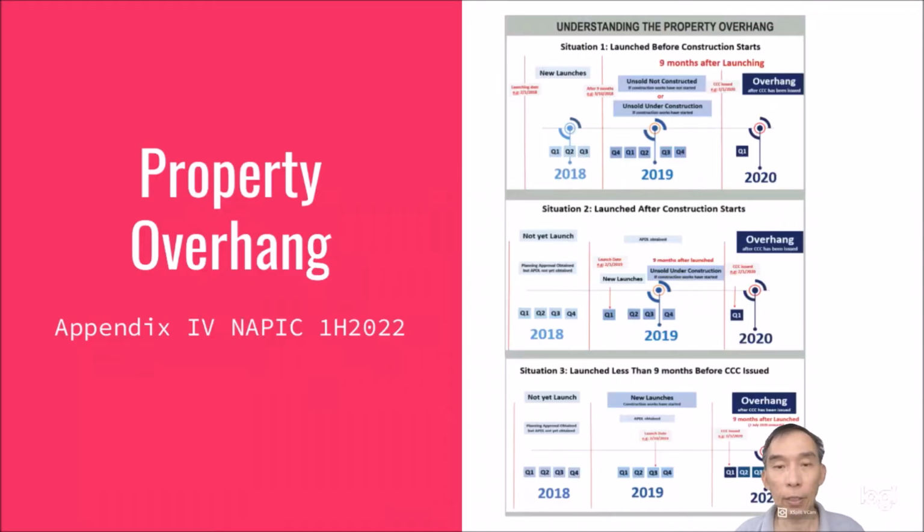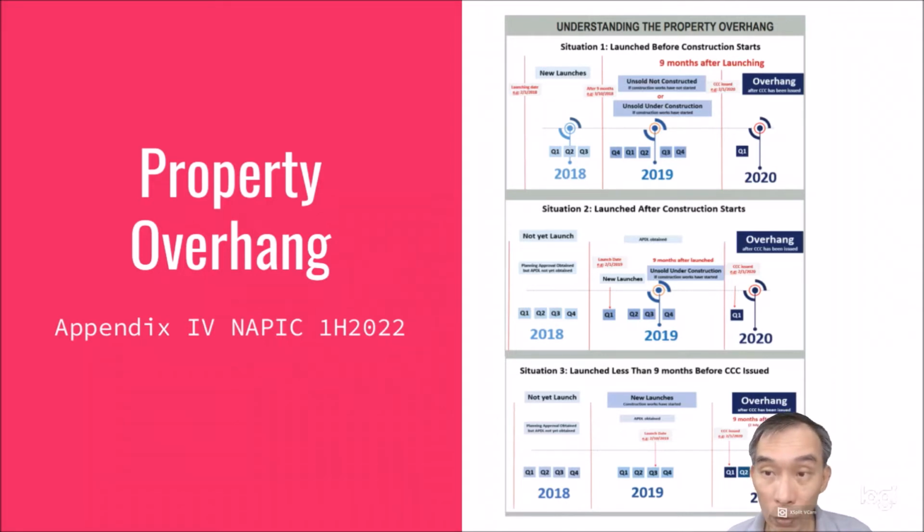Okay, let us continue. So these are the three scenarios that I wanted to go through. All these scenarios help us to understand what is overhang. So understanding the property overhang. Let us choose the first one. Understanding the property overhang, scenario 1.